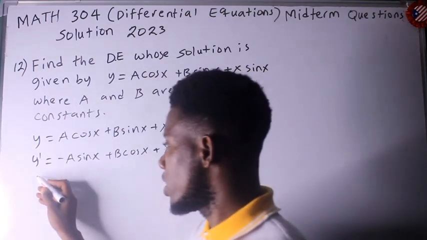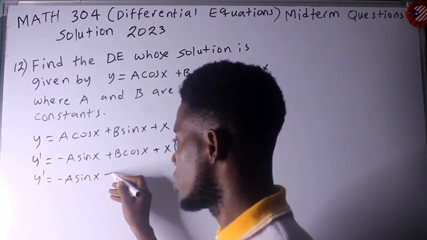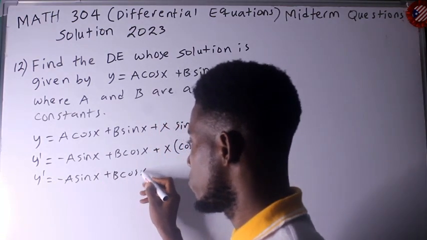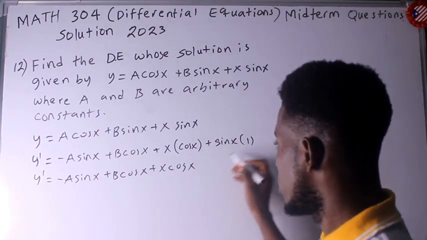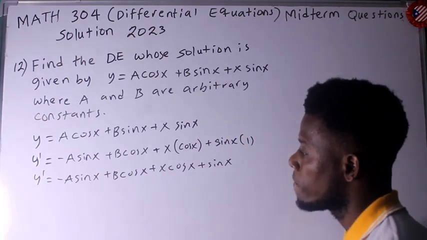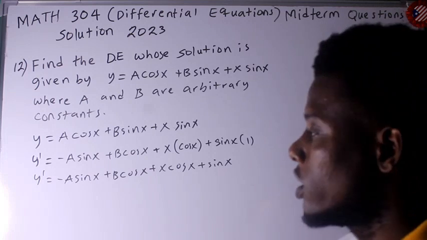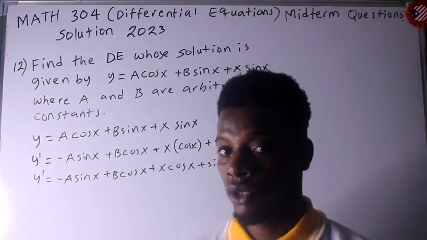So we just rewrite the entire thing, we get y prime equals minus a sin x plus b cos x. This will give you x cos x, and then plus sin x. That's all we have. Now, after we differentiate for the first time, we have to differentiate for the second time, because we have two arbitrary constants, remember?